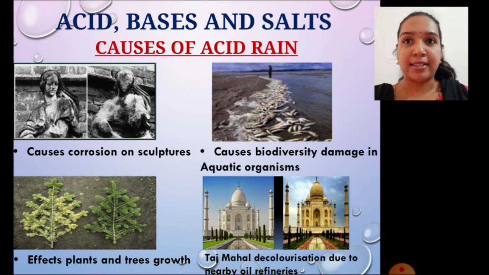Example, Taj Mahal. You know, children, Taj Mahal, which is made up of white marble, has slowly turned into pale yellow color over several years of time. It is due to the pollutants released from a few oil refinery factories in Mathura, which is located near to Taj Mahal. So these are the effects usually caused by harmful acids and acid rains.